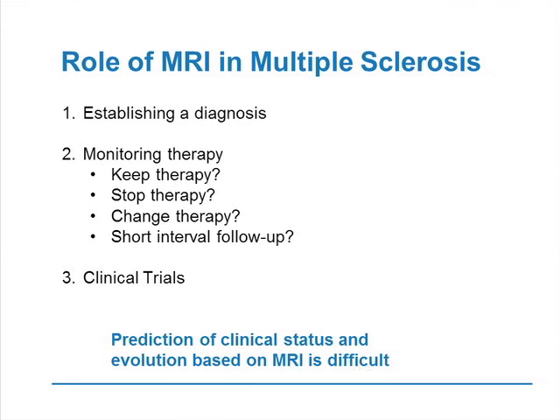So what is the role of MRI in multiple sclerosis? Number one, establish a diagnosis. And the second class is to monitor therapy. For example, are there new lesions? Did they get bigger? Should we keep therapy, stop therapy, or change the therapy?